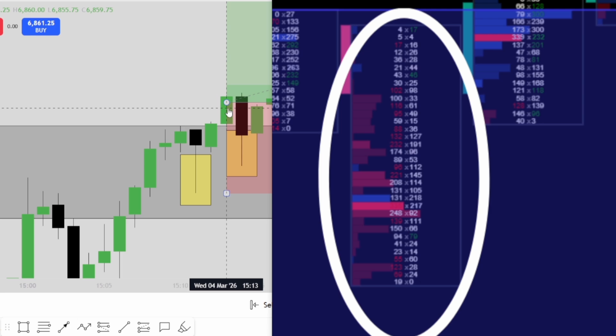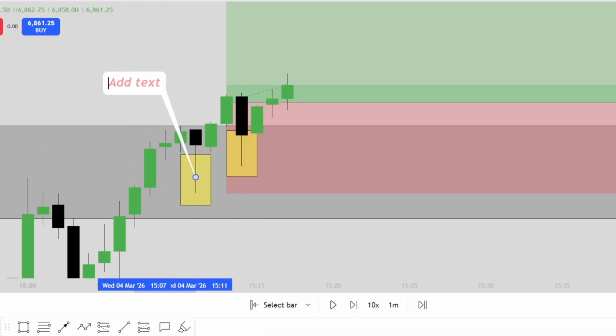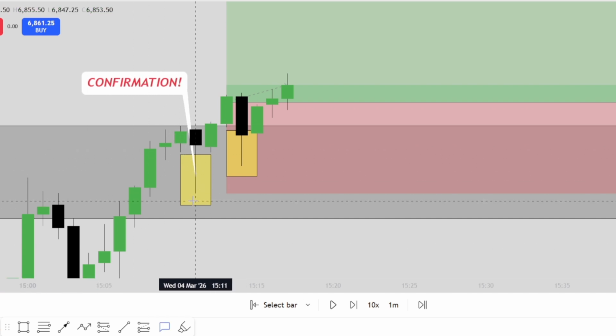I'm going to say that again. Execution, confirmation happens inside the key levels through the order flow. So in other words, this is your execution right here. This is your confirmation. This is your confirmation. So what did this wick actually have?